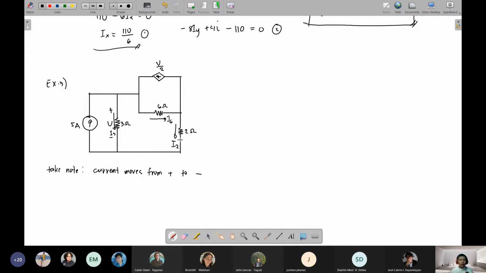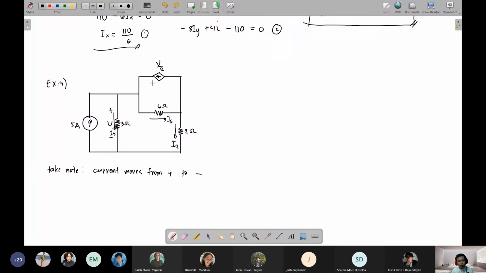Now, that is step number 1. Step number 2. Again, step number 2. Assign loop to a closed circuit where there is no current source. So in actual, this circuit, you can form three closed circuits. So this is a closed circuit. This is another closed circuit. And this is another closed circuit.